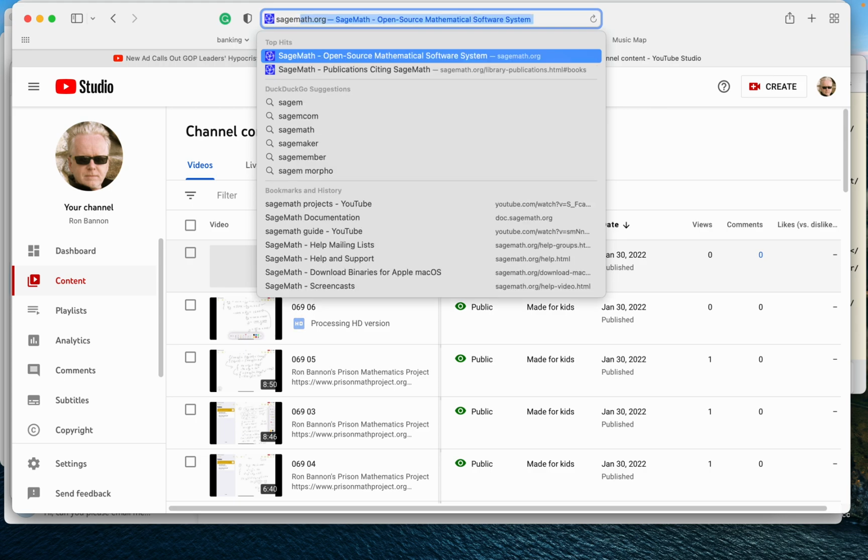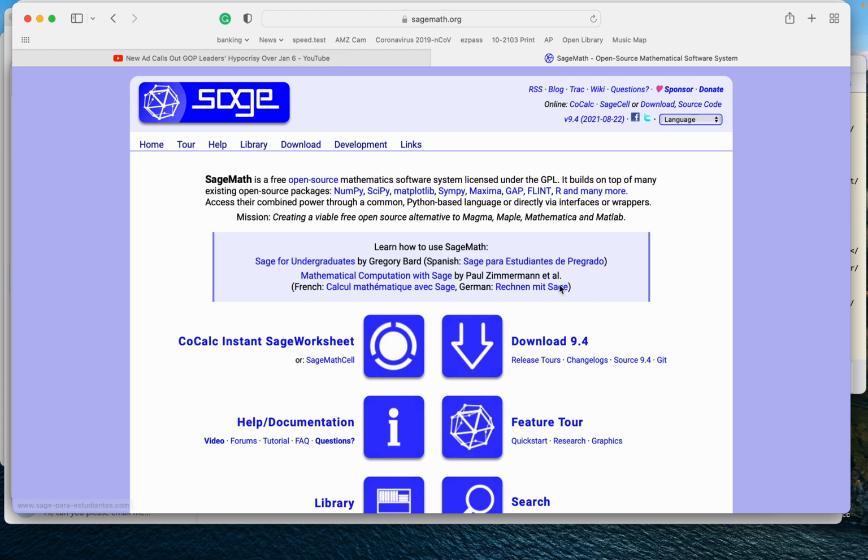sagemath.org. I'll do that. And I'm going to claim over here, if you want to, you can download the software. I'd recommend it. It's tough, though, but like anything, once you get moving, things will go a little bit faster over time. There's also plenty of help, documentation, and there's also this CoCalc Instant Sage worksheet. But you may want to work through this.